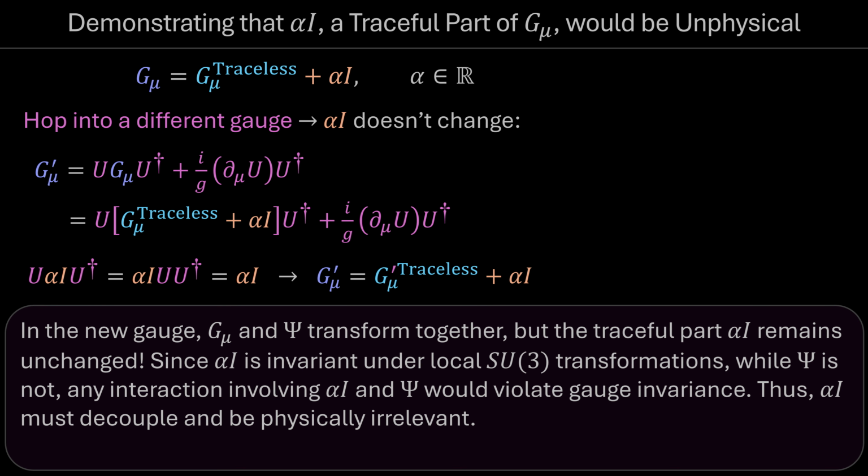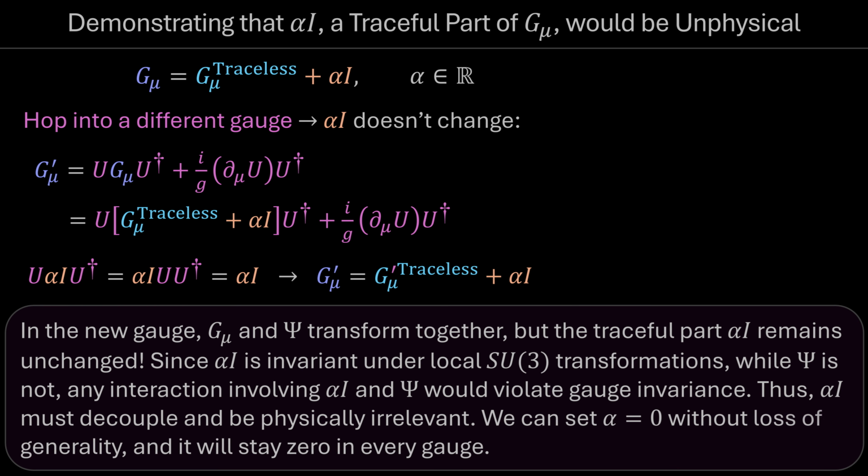And the only way we could even try to include it in our equations without it being physically absurd is if it completely decouples from the interaction term, and on that basis, we can set alpha equal to 0 without loss of generality, without a difference in the physical predictions of the model. And we know that because alpha I doesn't change from one gauge to another, if we set alpha equals 0, then alpha remains 0 in every gauge. And that means that the components of our gauge field G mu live in SU3, the Lie algebra of SU3.